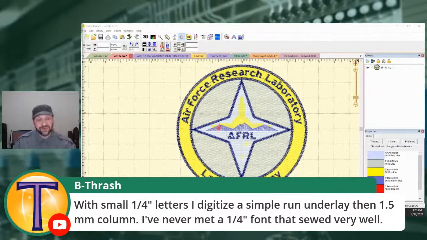B-Thrash says, with small quarter-inch letters, I digitized a simple run underlay and then a 1.5 mil column. I've never met a quarter-inch font that sewed very well. I have some that certainly do sew well. Having a simple underlay like that manually is certainly helpful. I think some people will preach to you more underlay with less coverage. I've done that. I've done both the more underlay, less top stitching, and almost no underlay with top stitching at normal densities, and both have their merits.